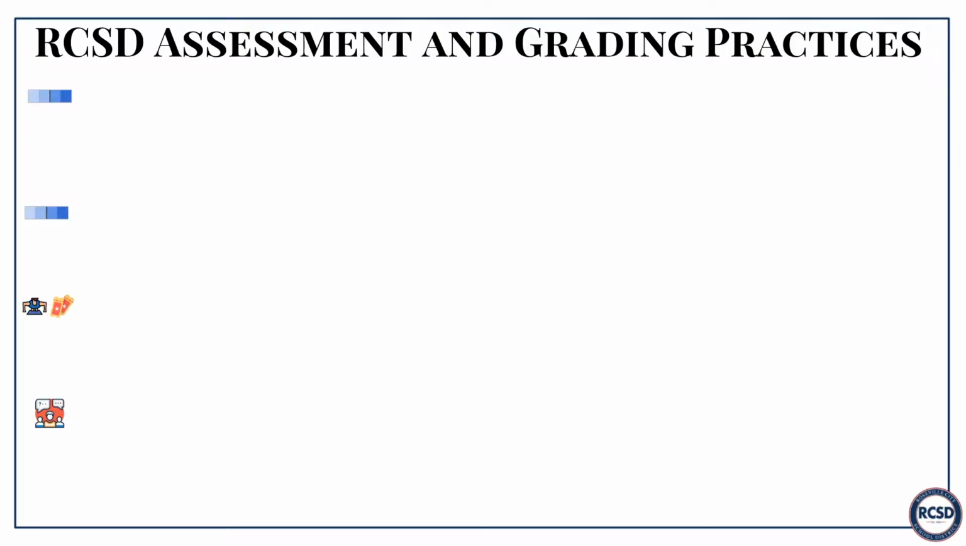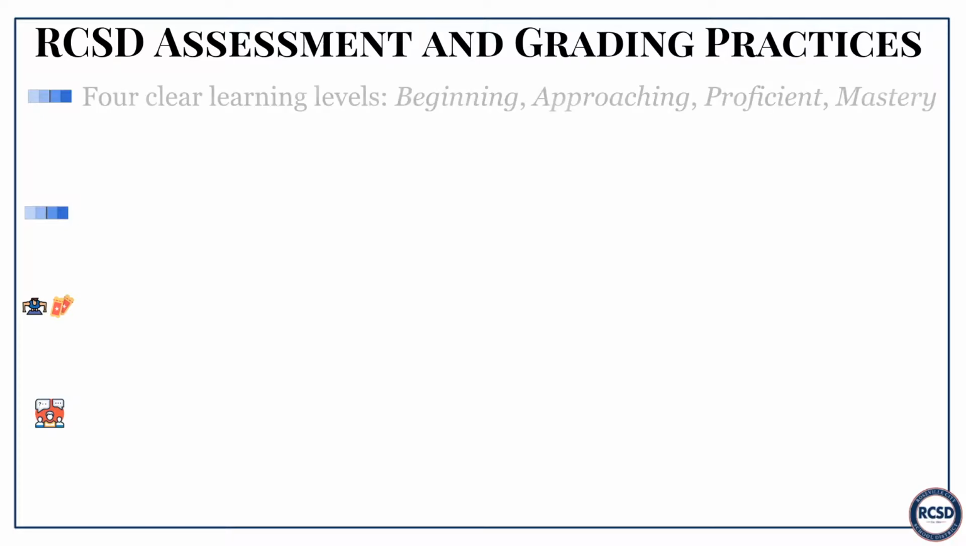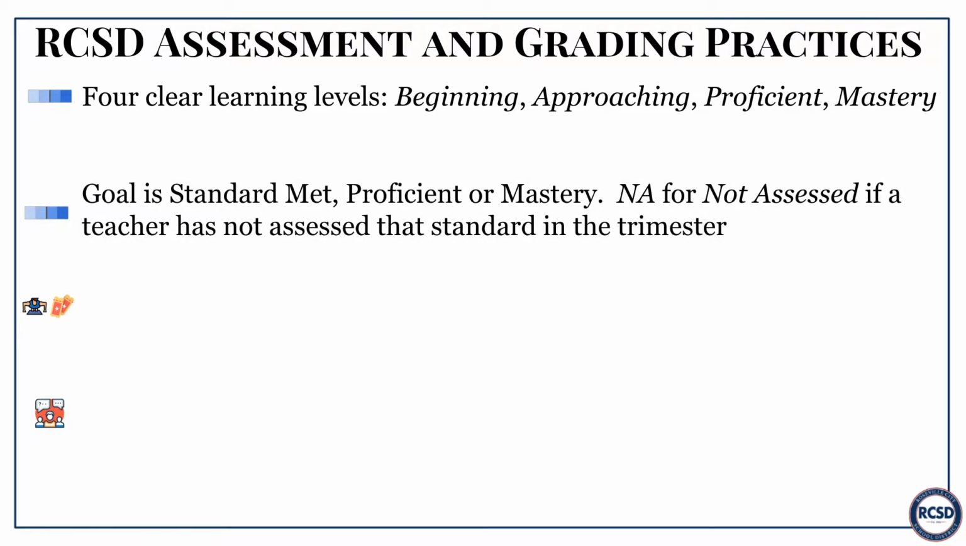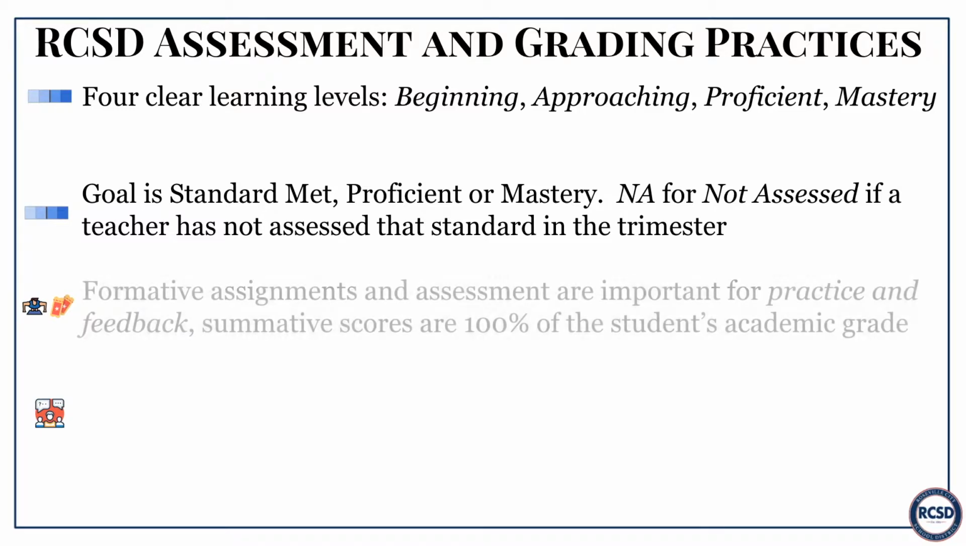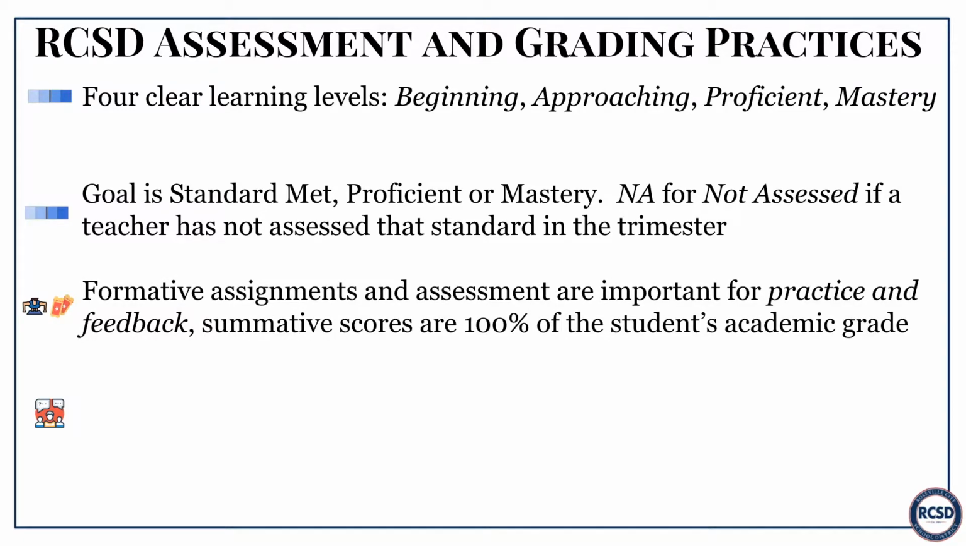Here's an overview of the RCSD assessment and grading practices. 4 clear learning levels: beginning, approaching, proficient, and mastery. The goal is standard met, proficient, or mastery. NA will be used for not assessed if a teacher has not assessed that standard in the trimester. Formative assignments and assessment are important for practice and feedback. Summative scores are 100% of the student's academic grade.